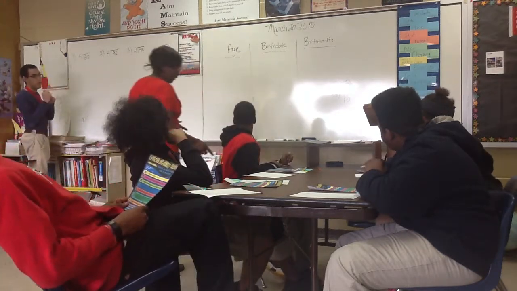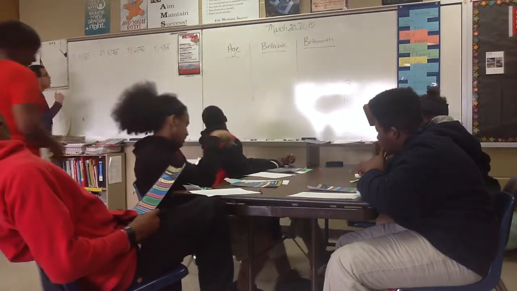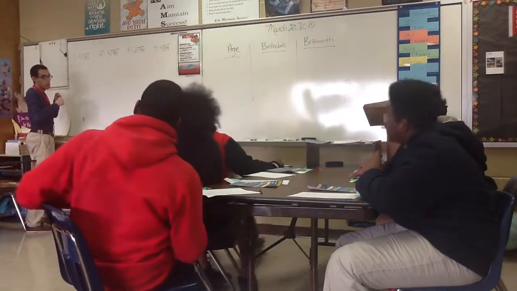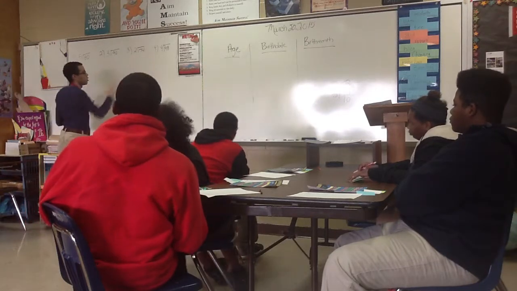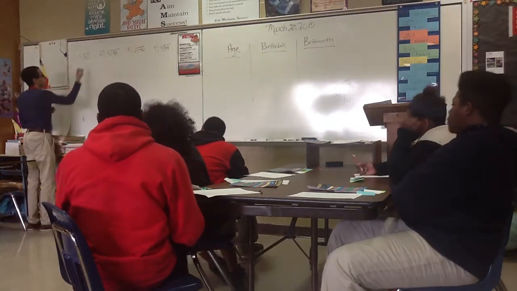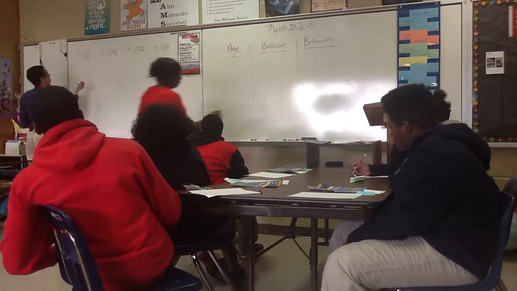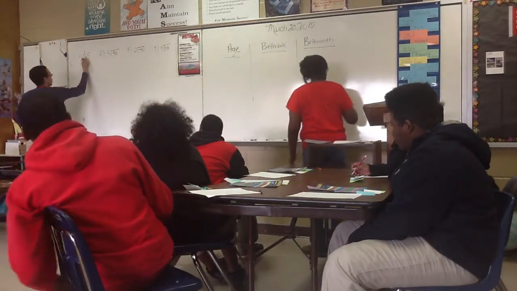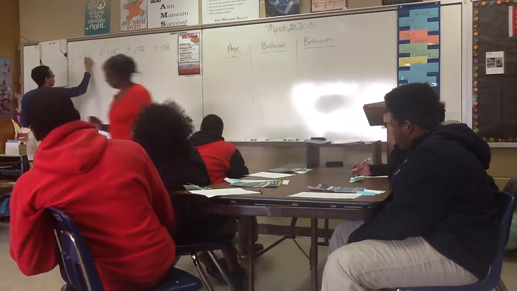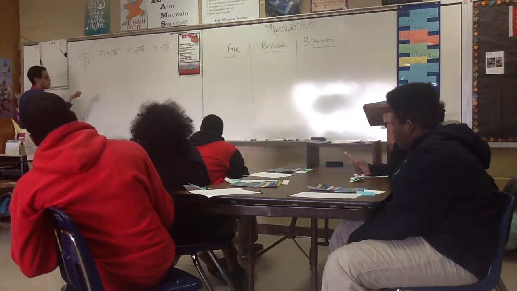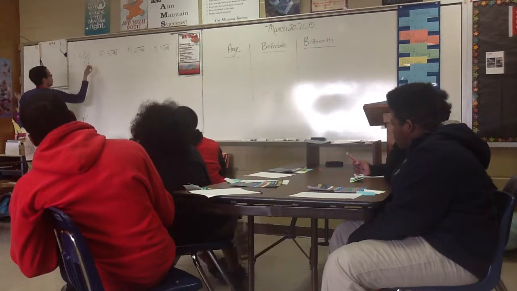Okay, 5 divided by 80. Turn your chair this way so you can kind of see. Just be ready. So I'm gonna do these, and then later on we'll be doing those together. So 5 will go into 8 one time, 8 minus 5 is 3. And we bring down the 0. 30.